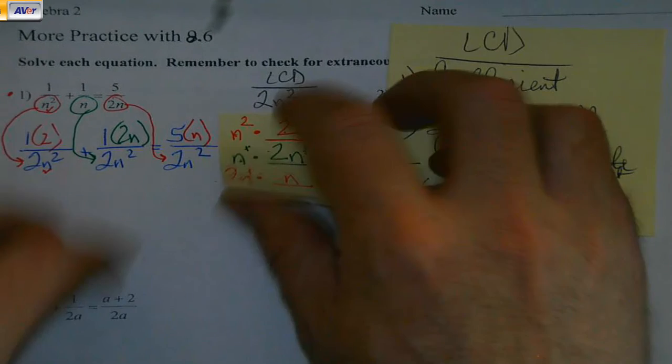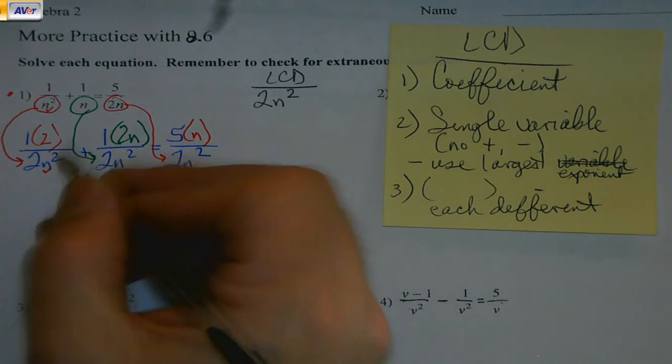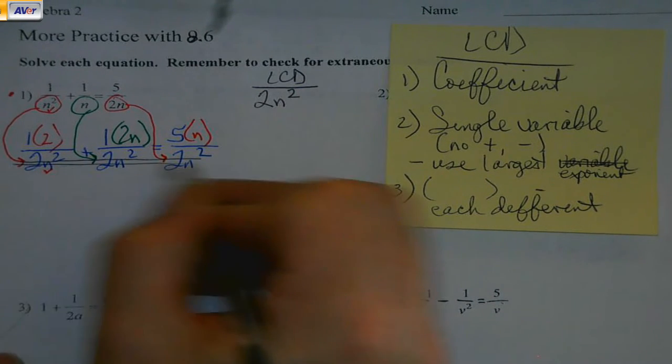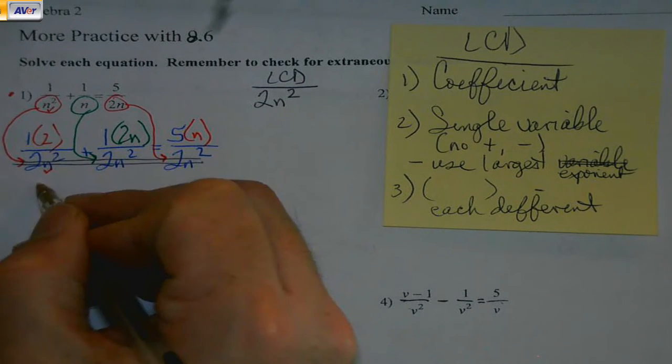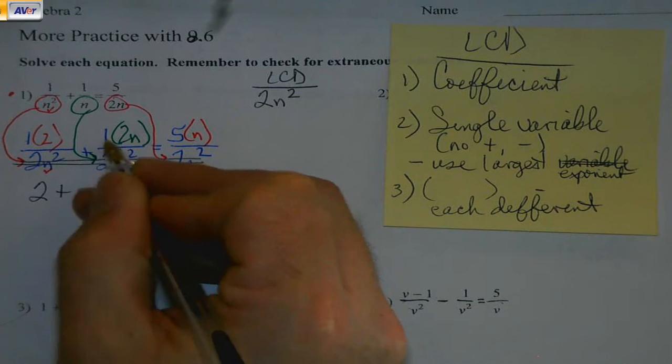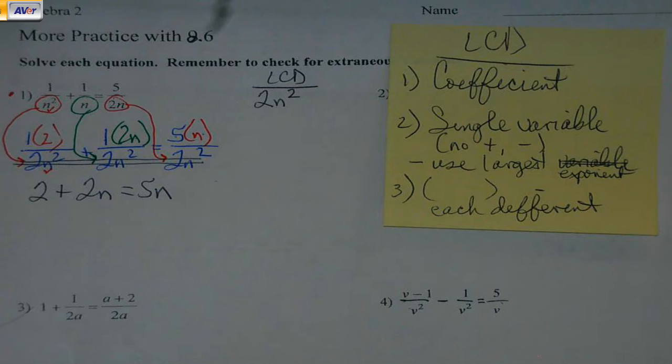So once we have that done, we can get this out of the way. Our denominator has done its job. Now again, the only time I get to do this step is when it's an equation, when there's an equals. That is the only time I get to say peace out to our denominator. And what's going to be left is whatever I have in the numerator. 1 times 2 is 2. 1 times 2n is 2n. 5 times n is 5n. And I'm just going to solve the equation that's left.